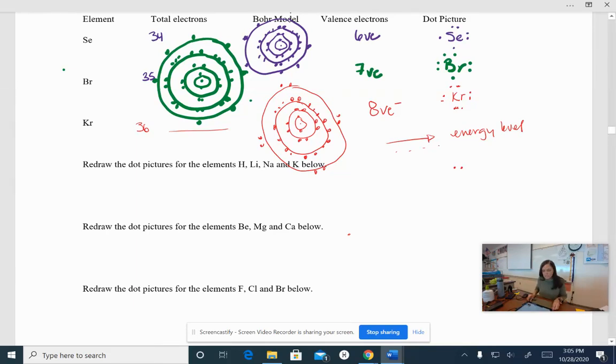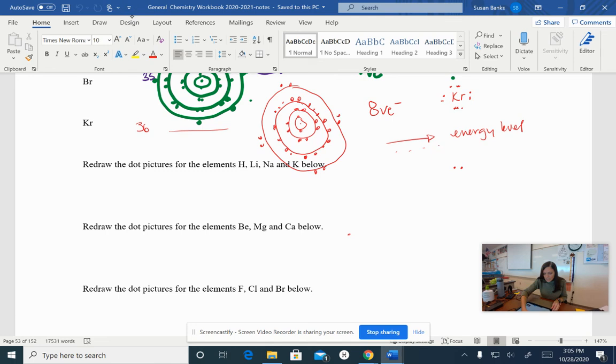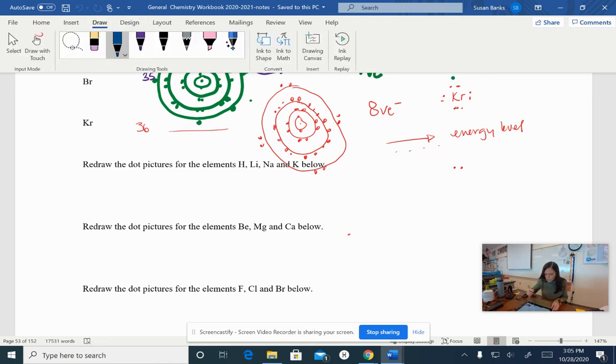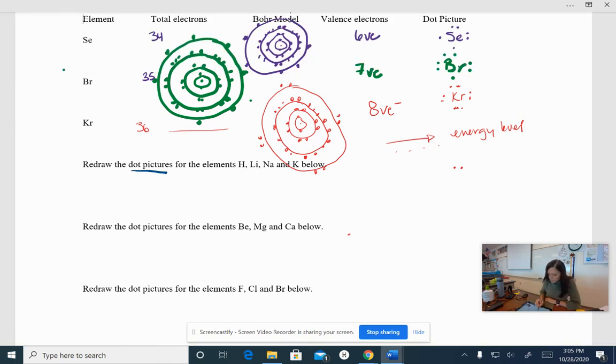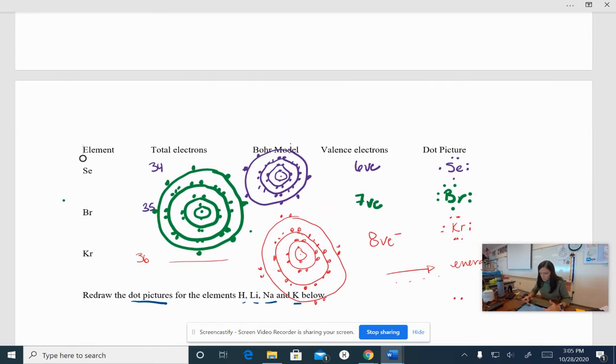All right, Gen Chem kids, we are going to start putting the electron configuration onto the periodic table so that hopefully we can see the pattern as it relates to the periodic table. So, the very first thing I want you to do is draw the dot pictures for the elements hydrogen, lithium, sodium, and potassium. We're going to go back and look at what we put for our dot pictures. So let's take a look.